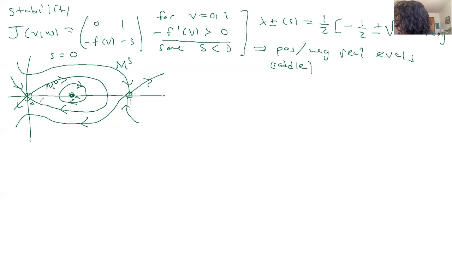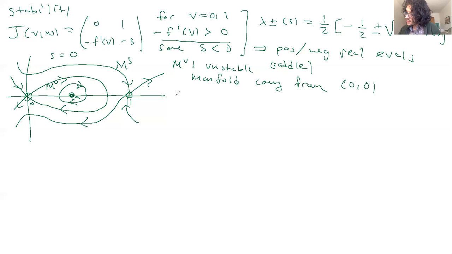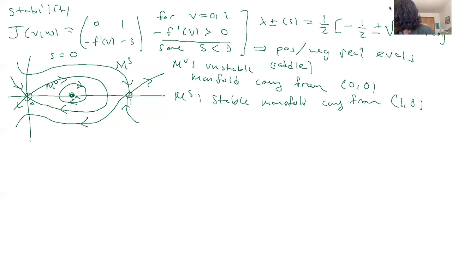This manifold sort of, for now, it wraps around here, but as soon as we change S, we're going to lose this homoclinic here, okay? So Mu is going to be an unstable manifold coming from 0, 0. MS is going to be a stable manifold coming to the point 1, 0.